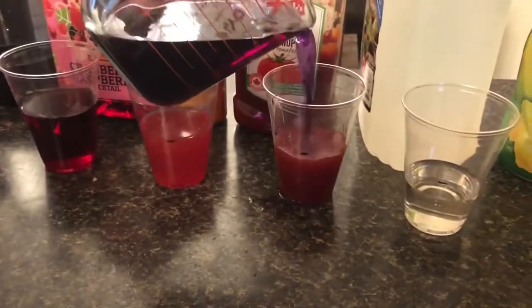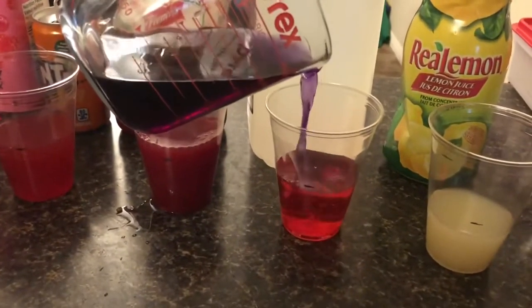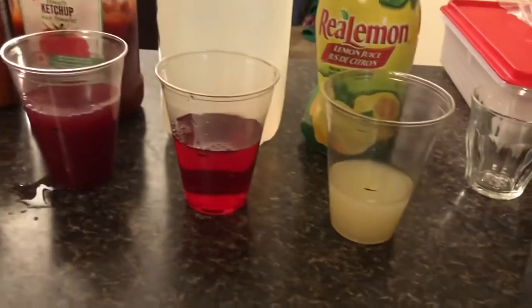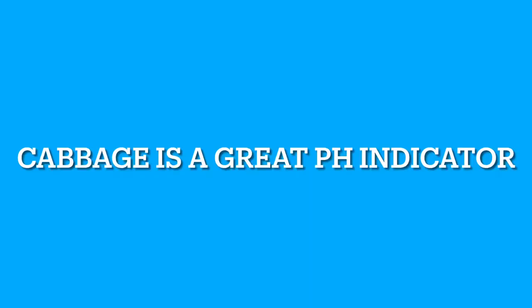The ketchup stays red, and the clear vinegar and lemon juice turn red. Cabbage is a great pH indicator. Let's try a few bonus experiments.